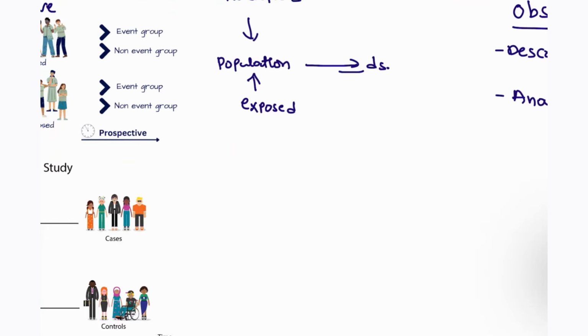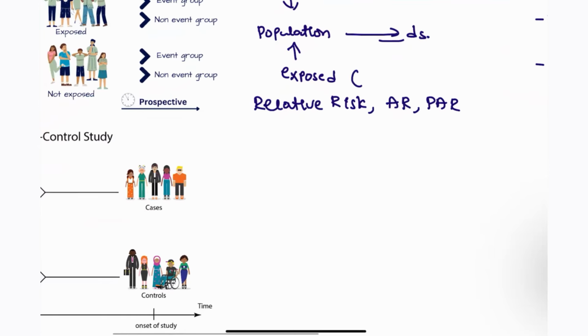So the cohort study calculates the relative risk, the attributable risk, and the population attributable risk, which we are going to see. And this gives the temporality, how much it is related to the temporality, you are going to see. Next, case control study.